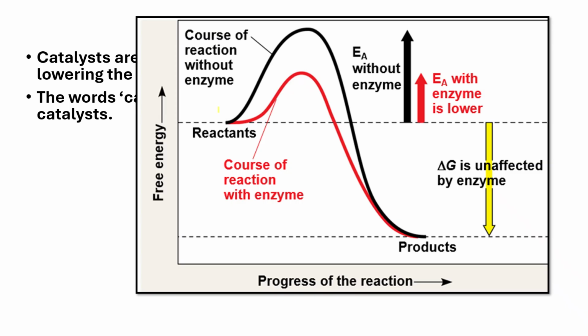Notice that if you have no catalyst, you have to put quite a lot of activation energy in to start the reaction. If you have a catalyst, like an enzyme for instance, the amount of energy that needs to be put into the reaction to get it started is less. But in the end, the delta G, the amount of energy that is released by the reaction, is the same. The thermodynamics of the reaction didn't really change, except for the fact that it was easier to get it started in the first place.